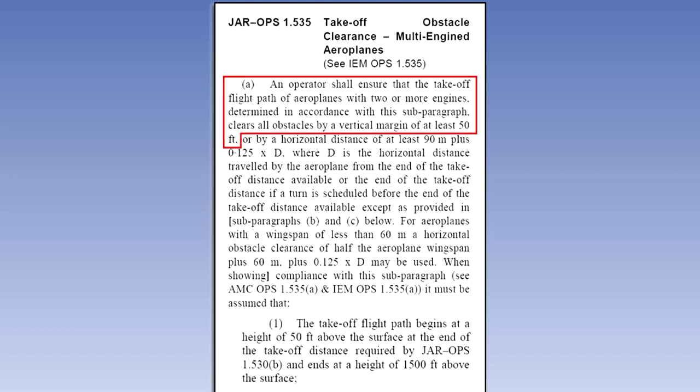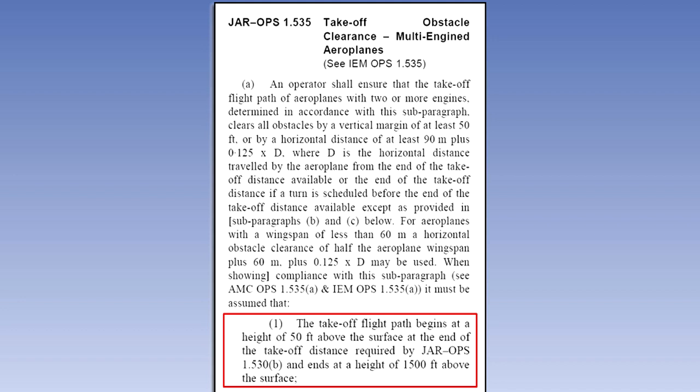In JAR OPS 1, we read that an operator shall ensure that the take-off flight path of aeroplanes with 2 or more engines, determined in accordance with this subparagraph, clears all obstacles by a vertical margin of at least 50 feet. The take-off flight path that this regulation refers to begins at 50 feet above the surface and ends at a height of 1,500 feet above the surface. However, there are several conditions that must be considered when complying with the 50 feet vertical clearance requirement.